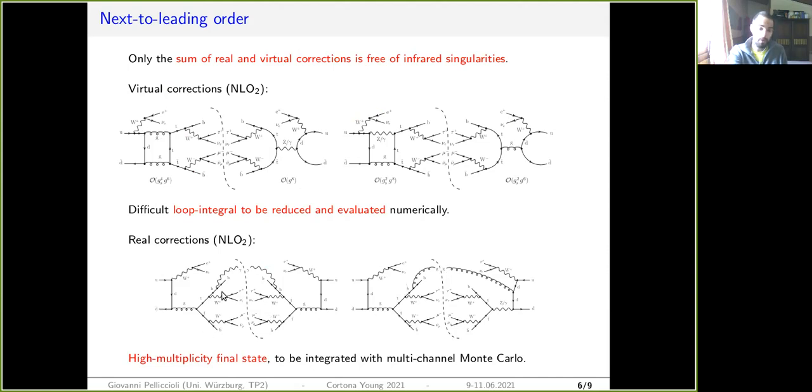And in particular, one needs to subtract IR singularities in a numerical way in 4 dimensions, because 4 dimension is where a Monte Carlo lives. And in particular, for this process, we have to integrate with Monte Carlo methods a 2-to-9 process, which is definitely not straightforward due to a very large phase space measure.